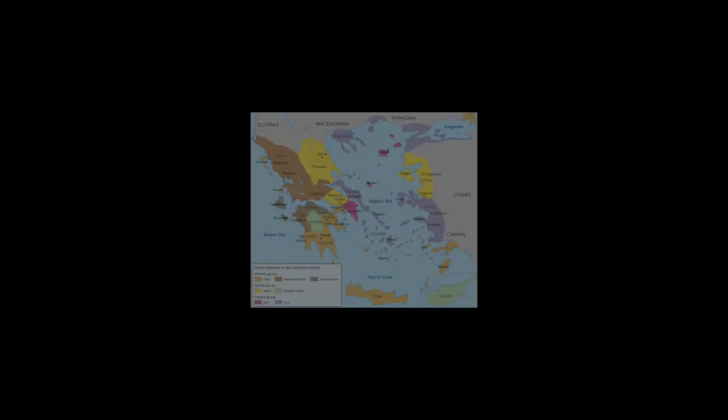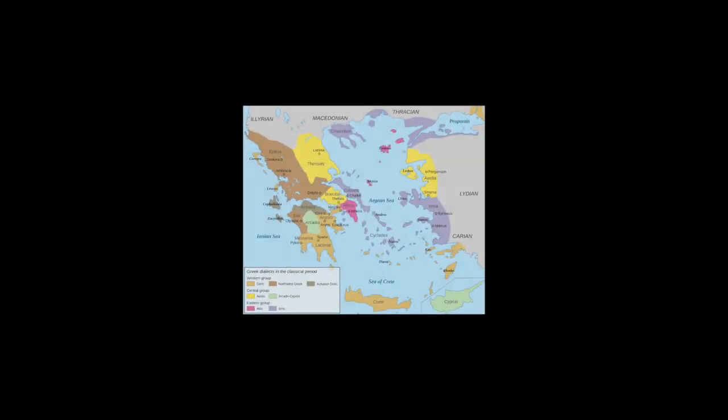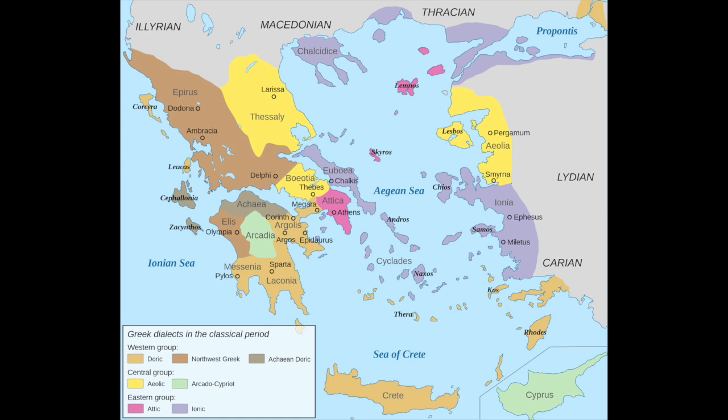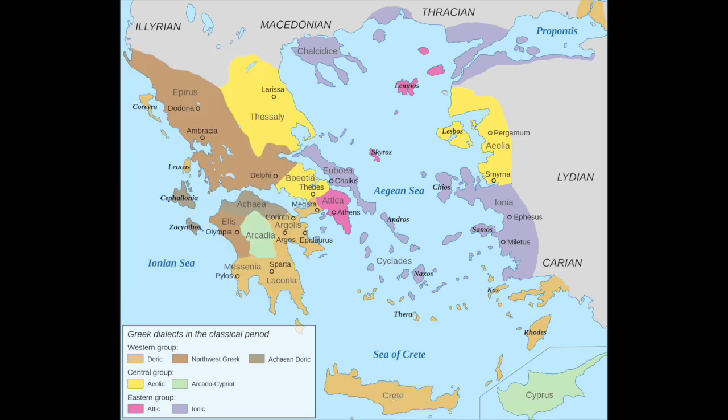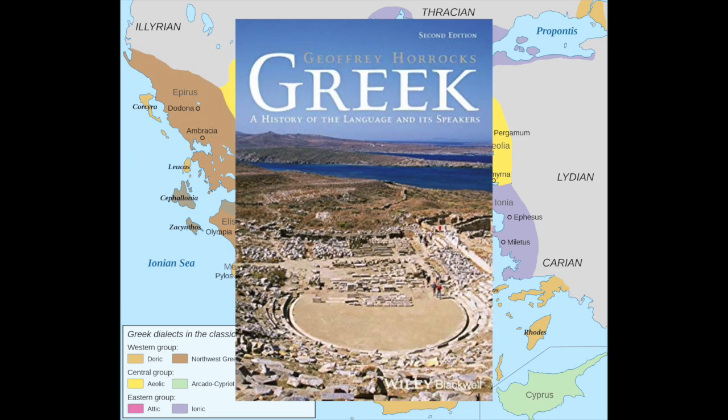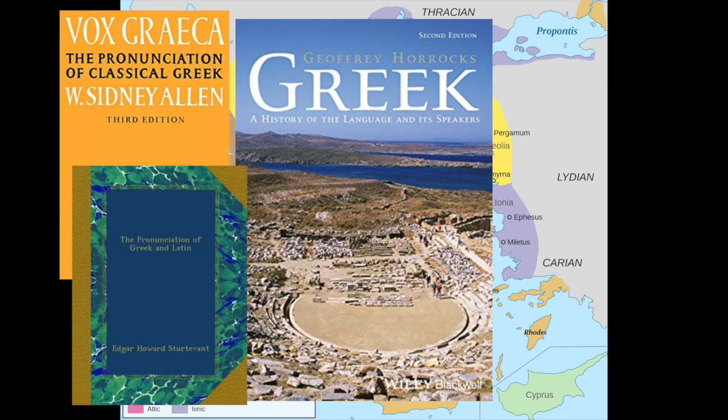The most important thing to remember is never to draw your own maps for YouTube if you can possibly help it, because drawing maps and making them look good on YouTube takes forever. So I'm just grabbing these lovely maps from Wikipedia, which are redrawn from the Roger D. Woodard 2008 paper called Greek Dialects. But my key source for this discussion is Horrocks' Greek, A History of the Language and Its Speakers, and also these books. Links to the sources in the description.